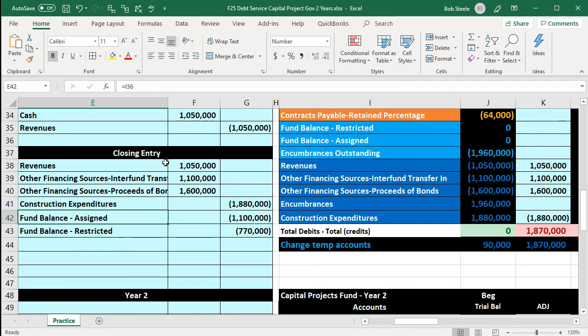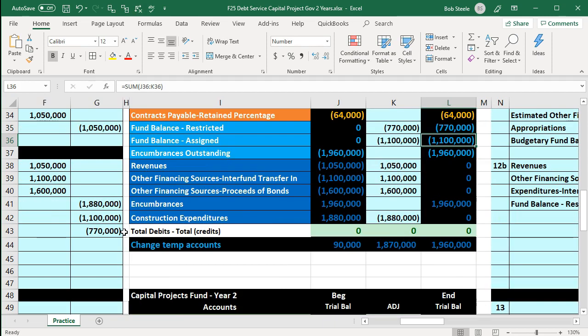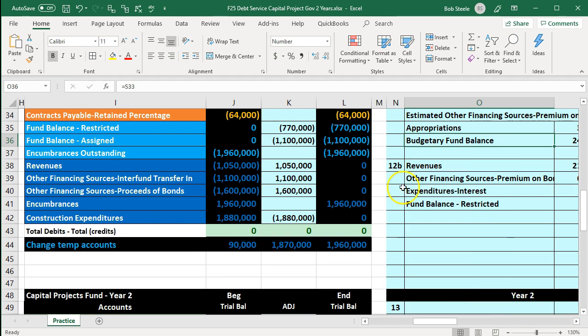And then we're going to say the fund balance assigned. So the fund balance assigned is going to be in K36 equals the fund balance assigned. And then we've got the fund balance restricted. And all we're doing is allocating within the equity section between the restricted and assigned amounts. So there we have that. So now we have our post-closing trial balance.